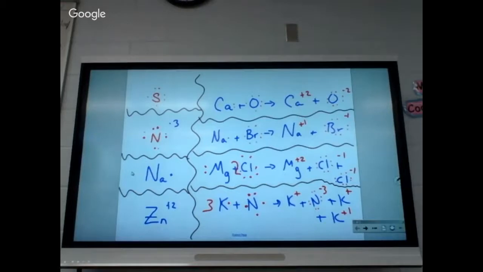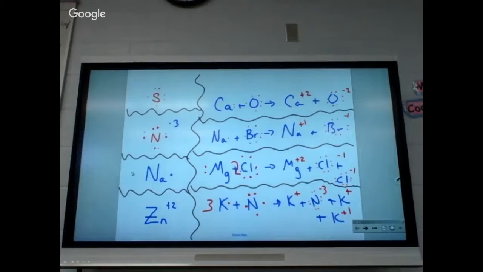So what charge or what oxidation number does nitrogen have? Minus 3. So the minus 3 means what? It gains 3 what? Electrons. So gains 3 electrons. So up here in blue, I drew in what? The 3 electrons that it gains, and I wrote minus 3 on it because it gains 3 electrons.